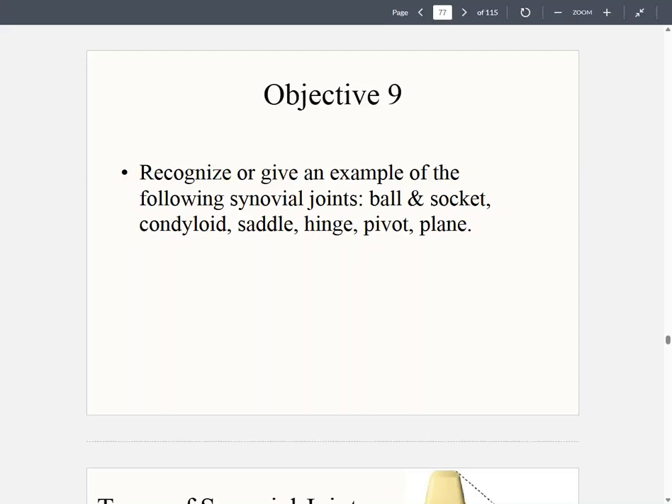Right, so here we are going to discuss the various types of synovial joints. Some examples of what we're going to go over: ball and sockets, which are exactly what they sound like, condyloids, saddles, hinges, pivots, planes. There are some other ones that are included in your text, but these are some of the ones that we're going to go over in lecture.